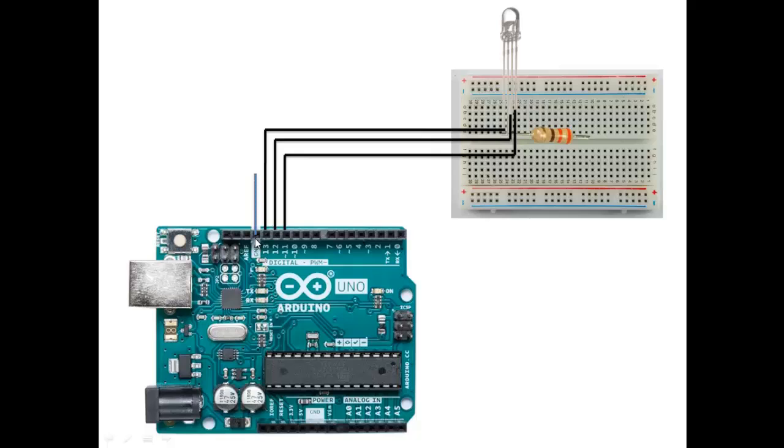Now connect the ground pin of the Arduino board to the negative rail of the breadboard, the other end of the 330 ohm resistor to the negative rail of the breadboard, and one end of the resistor to the longest lead of the RGB LED.